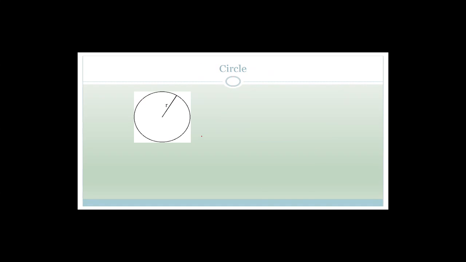Okay, now a circle. The perimeter is 2 pi r, which is also known as pi d, where d is the diameter and r is the radius, and pi is obviously a constant. The area is pi r squared. Again, I find a lot of my students get confused between remembering which of these two equations is area and which is perimeter. What I tell them is, remember that the unit for area is always squared, which means the formula has to have that square in it. So this has to be area because it's squared.